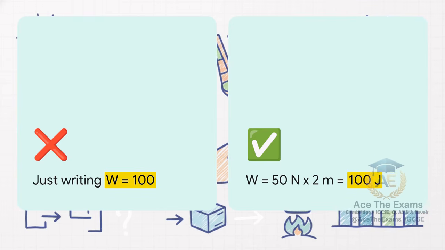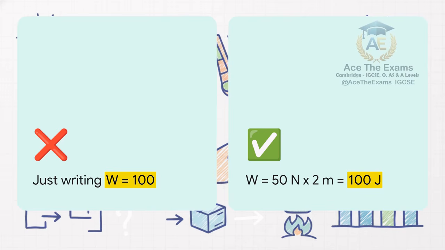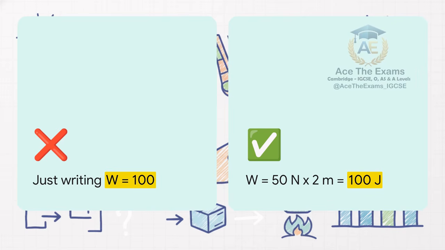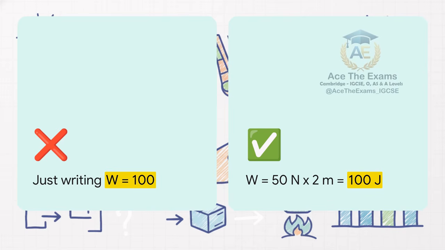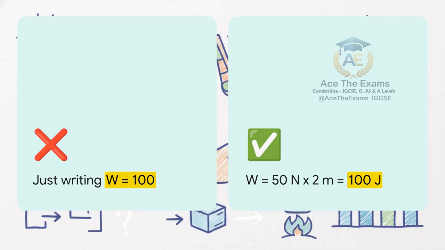Instead of just jumping straight in and writing W equals 100, we explicitly write out our formula, W equals F times D. Then we meticulously substitute our values with their standard units, so 50 newtons times 2 meters to arrive at a final answer of 100 joules. By simply stating the equation, substituting the values clearly, and adding the standard units, you completely transform a high-risk, zero-mark gamble into guaranteed method marks.